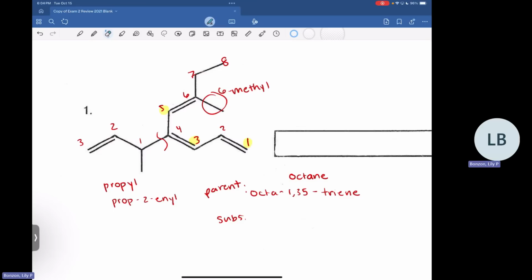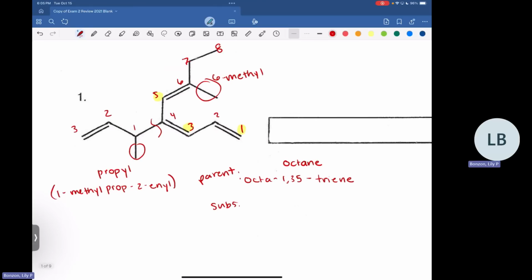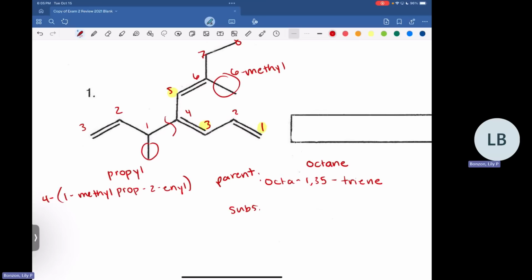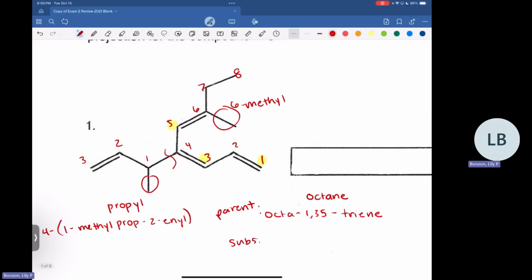And then this substituent also has its own substituent. So we're going to say that's our 1-methyl group, a 1-carbon group coming off of carbon 1. And then since it's a complex substituent, we're just going to throw all of that into parentheses. And then remember, the number of where it's connected to the main chain goes out in front of the parentheses. So we're going to have 4-(1-methylprop-2-enyl) as that substituent. And aside from that, we don't have any other substituents.